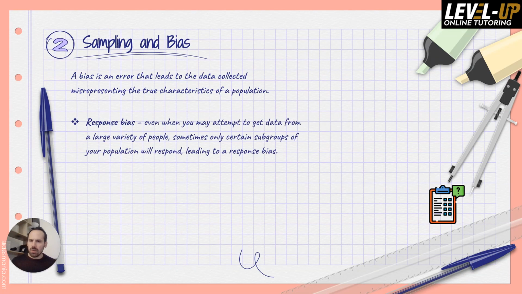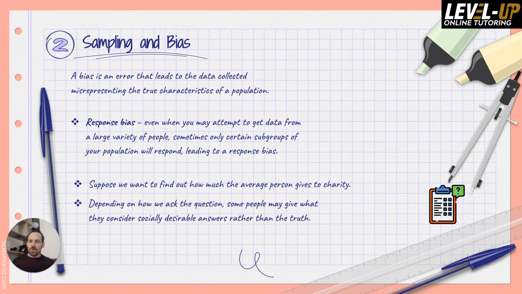Let's look at one last example, response bias, which is when you attempt to collect data from a large variety of people, but sometimes only certain subgroups of your population might respond, and you need to be aware of that. One example would be if you wanted to find how much the average person gives to charity. First of all, it's an example of questionnaire bias again, because depending on how you phrase it, you might unduly pressure people into giving a more desirable answer because they feel, oh, I should say that I give a lot more to charity, so they might overstate how much they actually give.